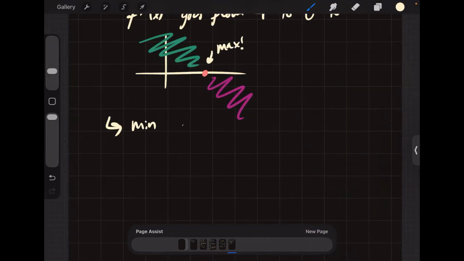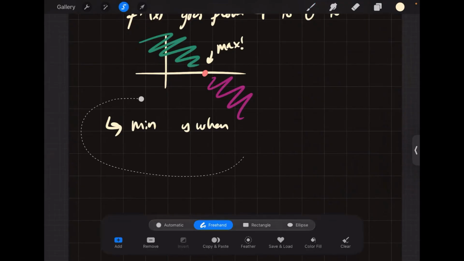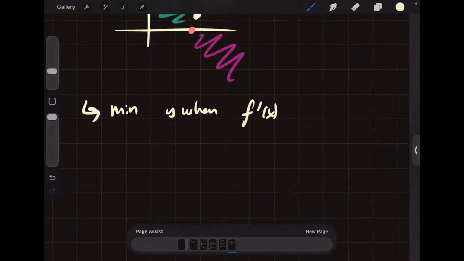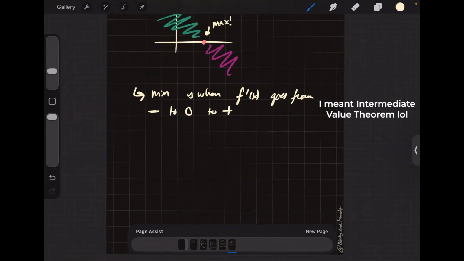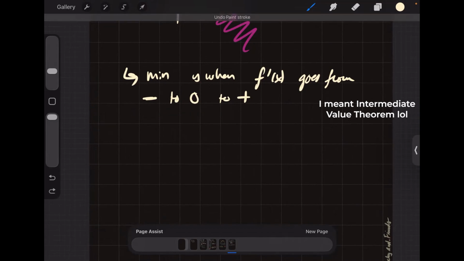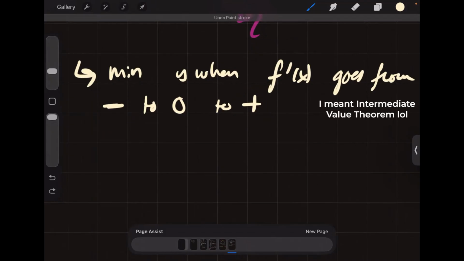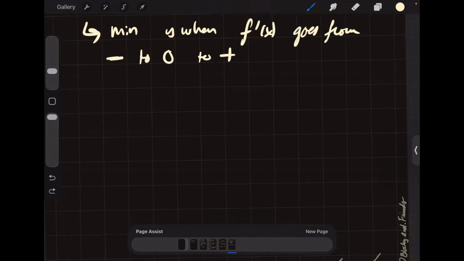Your min is when f prime of x goes from negative to 0 to positive, okay? This is where the mean value theorem comes in. You're saying, oh, well, the function's continuous, and you go from negative to positive. That means you have to hit 0, which means at some point you have a min. That's literally why we teach the mean value theorem, more or less, okay?